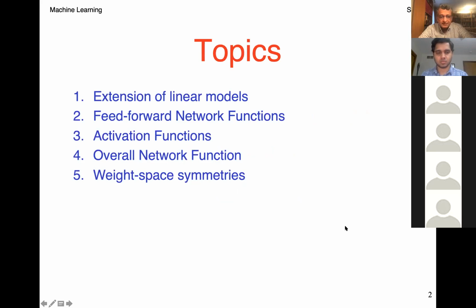All right, so what are the topics here? Extension of linear models, feed-forward network functions, that is the main thing. Activation functions, overall network function, weight space symmetries. Okay, so this is all looking at the neural network, what all it involves.